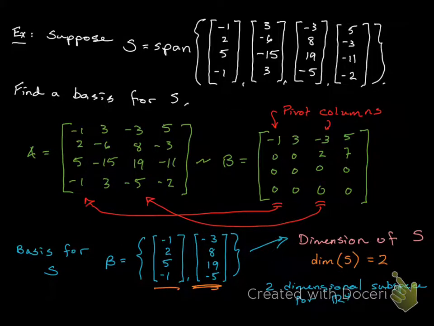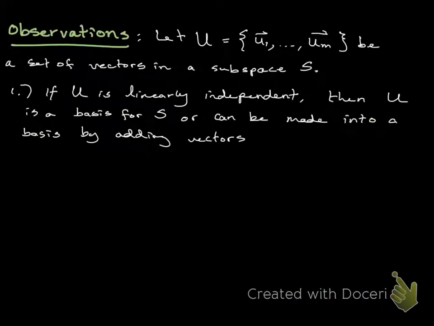I want to look at another example here. Some observations that we have. Let U, the set of vectors U1 through UM, be a set of vectors in a subspace. The first observation we have is that if U is a linearly independent set, then U is a basis for S, or it can be made into a basis. So we kind of saw this maybe a little bit in the last example or two. In fact, more the second observation that we'll see.